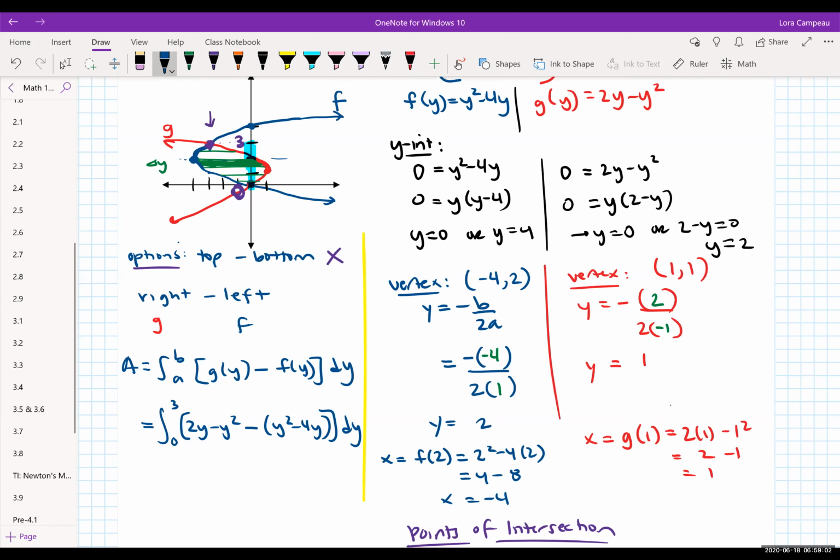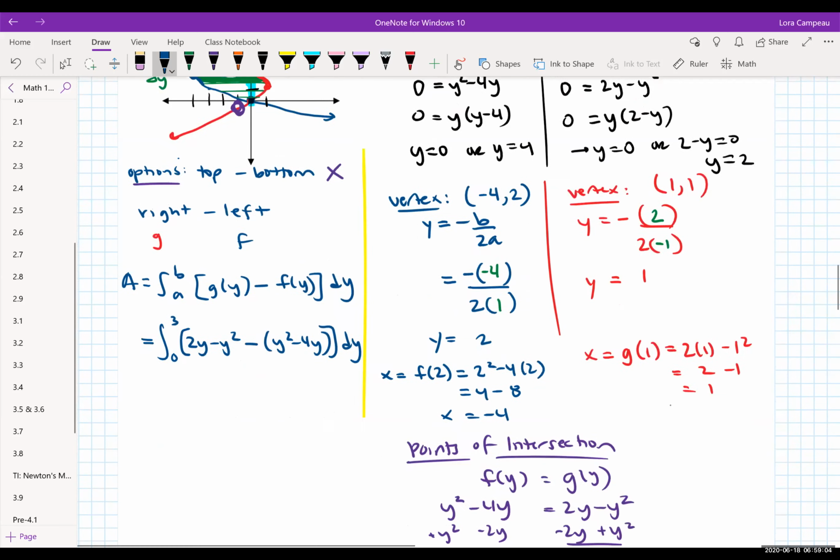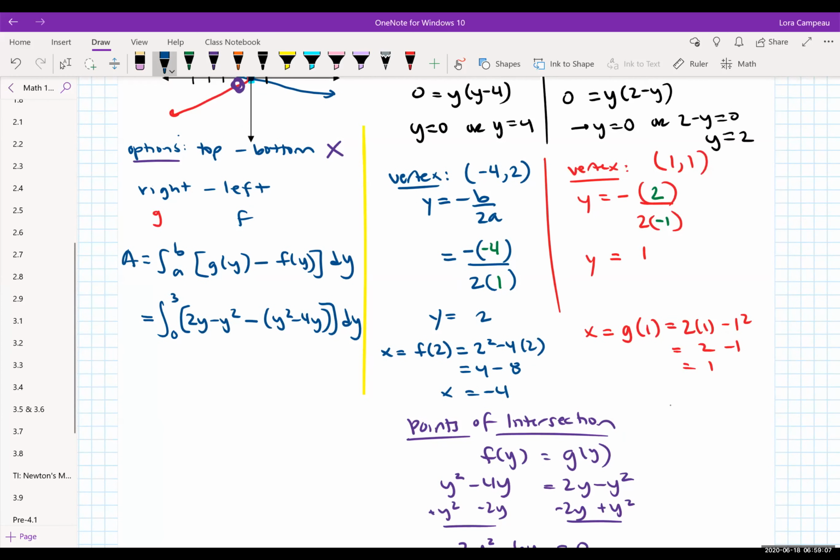So what happens now, it's just a bunch of algebra and integration. So let's simplify the inside. I've got 2y minus y squared, but I'm going to distribute that negative sign. So minus y squared plus 4y. Take time. So we go from 0 to 3.